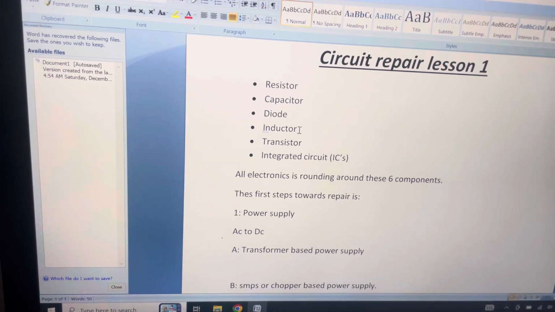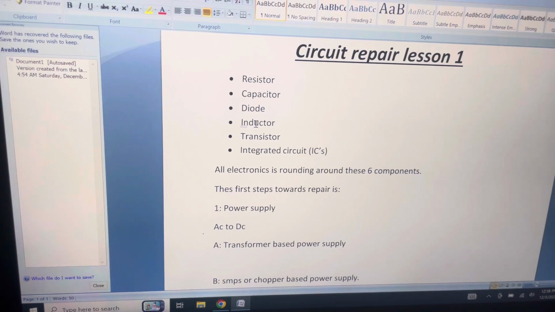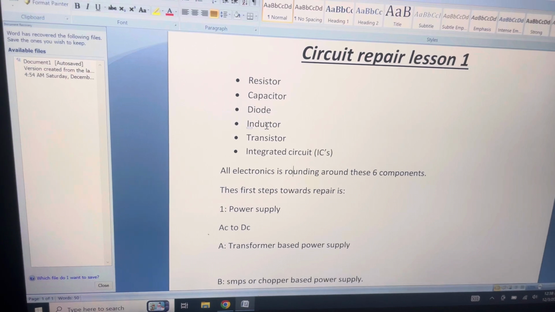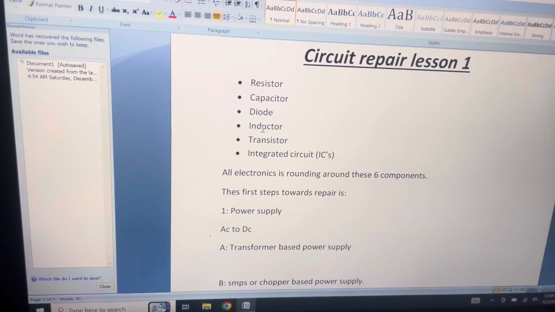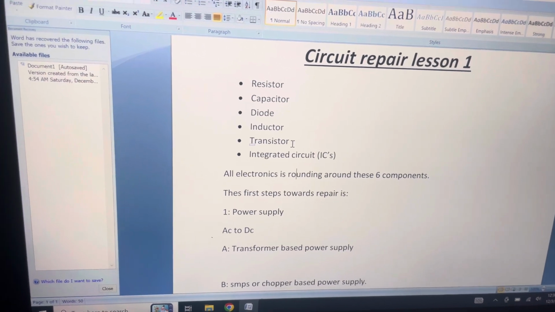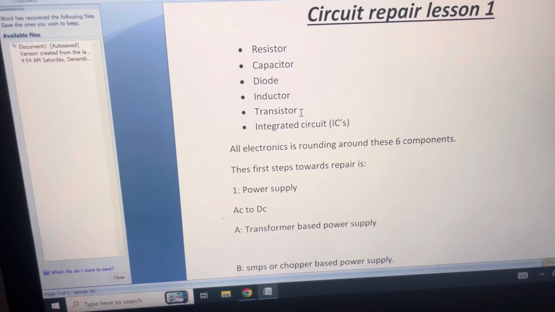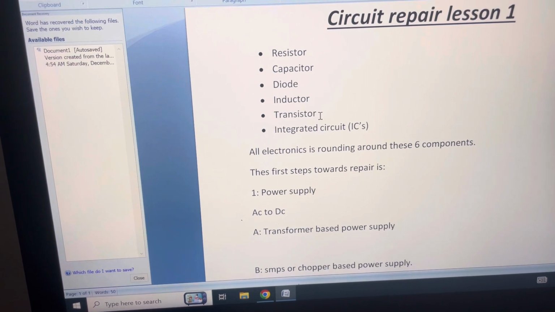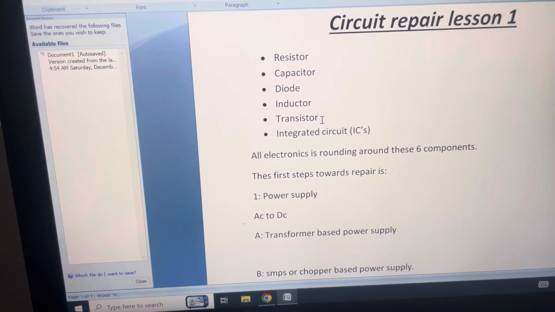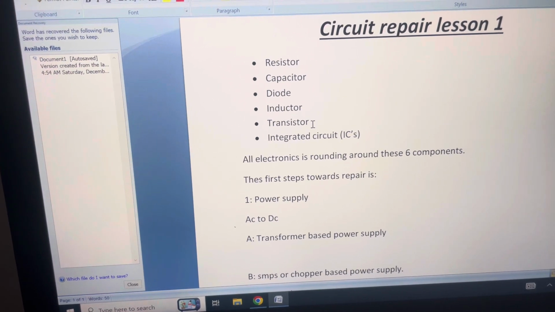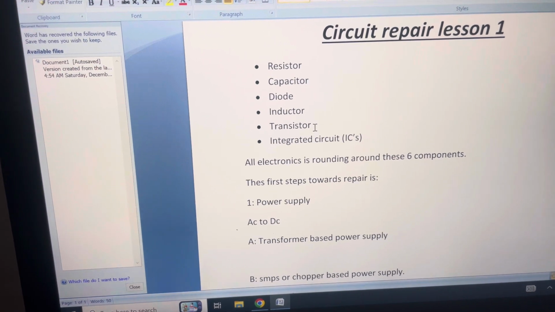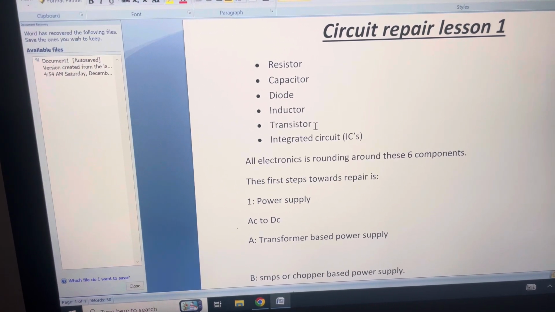Similarly, an inductor is used for lagging the current, lagging the voltage. A transistor is used for switching. Basically we have two types of transistor, that is FETs and BJTs. The BJTs are normally used for switching and amplification, but the main purpose of a BJT is switching, it is a current control device.